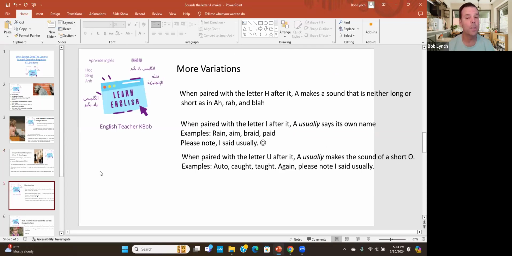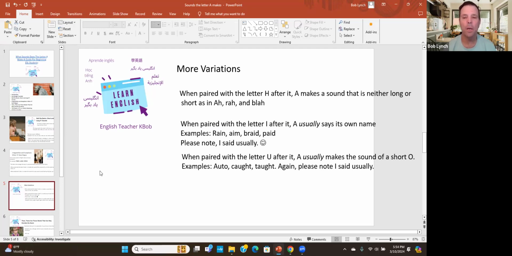There are more variations. When paired with the letter H after it, A makes a sound that is neither long or short, as in "ah," as in rah and blah. It's not "A," it's not "ah," it's "ah."